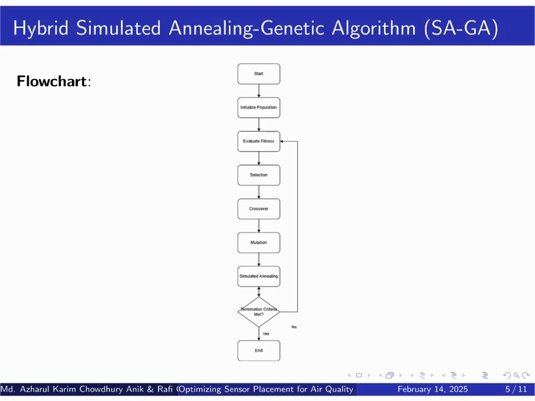After that, we do selection. The best candidates are chosen using a roulette wheel mechanism. Single point crossover is applied to create new sensor placements. Mutation: random changes are introduced to maintain diversity. And simulated annealing helps refine solutions by escaping local optima. For termination, the process stops after a predefined number of generations or when improvements are no longer observed. This hybrid approach leverages the global search capability of the genetic algorithm and the local refinement ability of simulated annealing to improve optimized results.